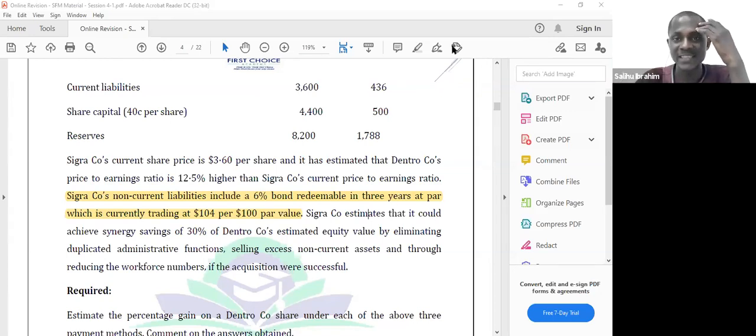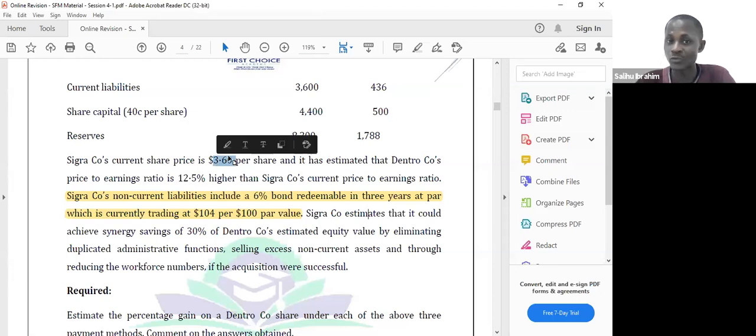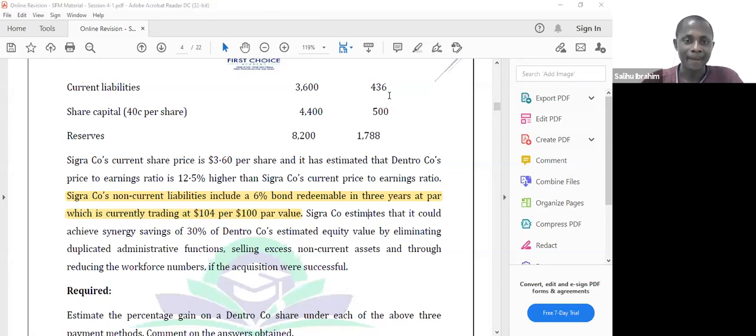Now, look at the information we have here. What method is suitable for the computation of the market price? If you look at it, the market price of Sigraco is already given, so there is no headache for that. That one is given directly. The one you need to compute here is the one for Dentroco. Yeah, that is brilliant. You have to use the price earnings ratio, because that is glaring in the question.